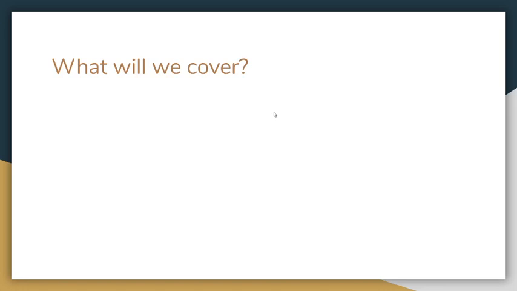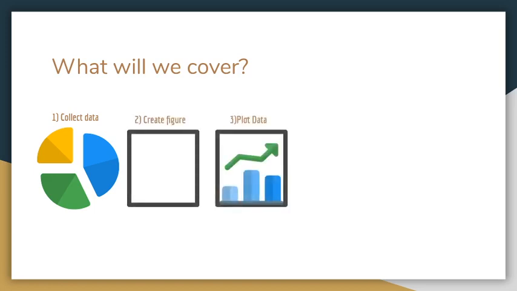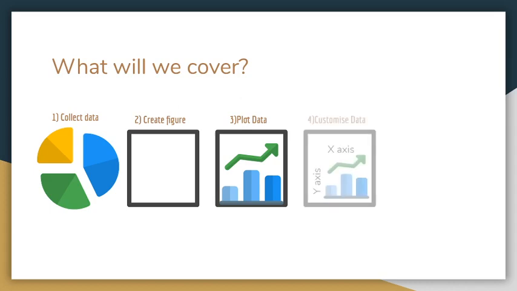So what are we going to cover during this section? We are going to be collecting some data, obviously, because if you want to make a graph, you need data. Create a figure, which is basically an empty box. We're going to plot some data on it, and we're going to be customizing it as well. We might be adding a name for the x-axis or the y-axis. We might even change the type. We might make a pie chart or a bar graph or a line chart, anything.